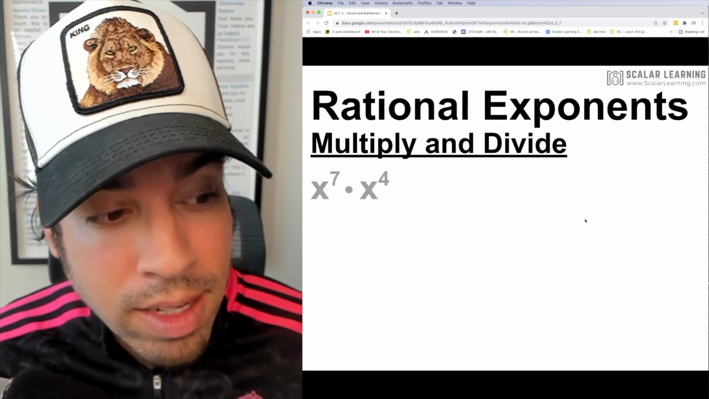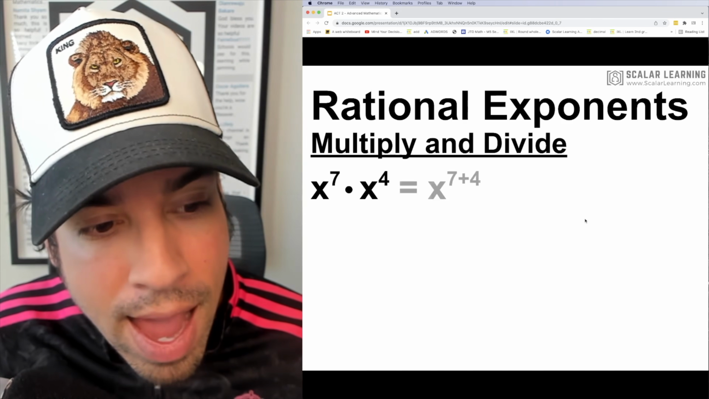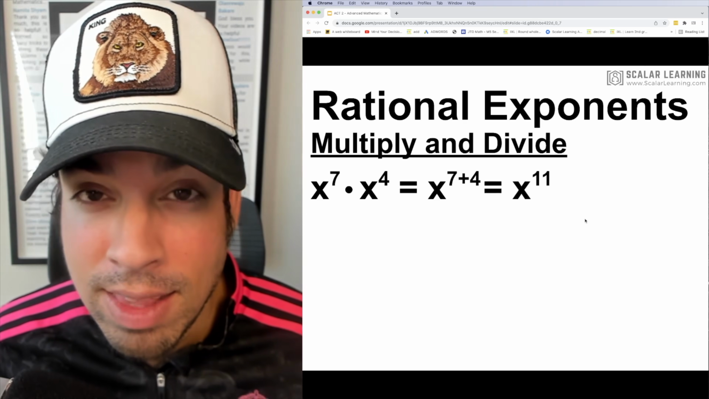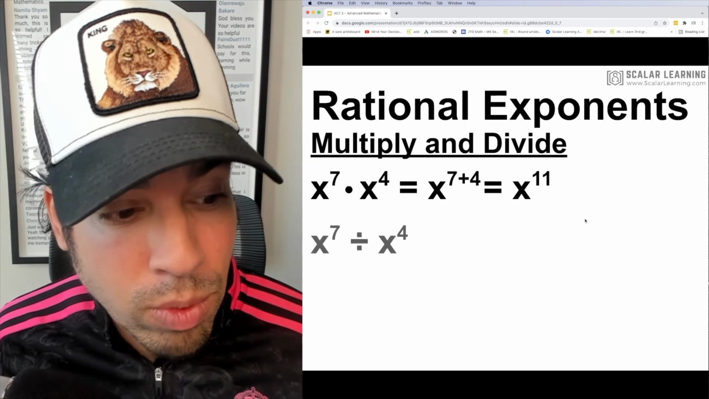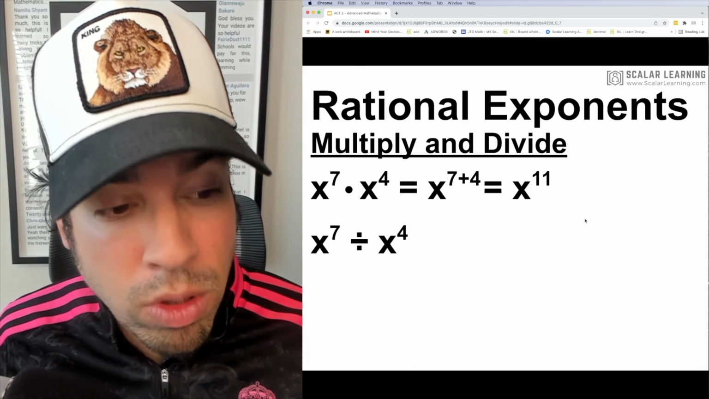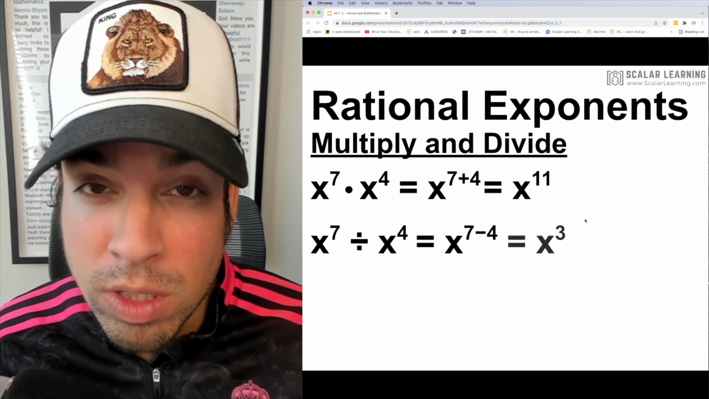So now let's say we have x to the 7th times x to the 4th. When the bases are multiplying, we add the exponents. So you add 7 plus 4 and you get x to the 11th. Conversely, when we're dividing with the same base, let's take the same example, x to the 7th, but now we're dividing by x to the 4th, we subtract the exponents. So we take 7 minus 4 and we get a result of x to the 3rd power.